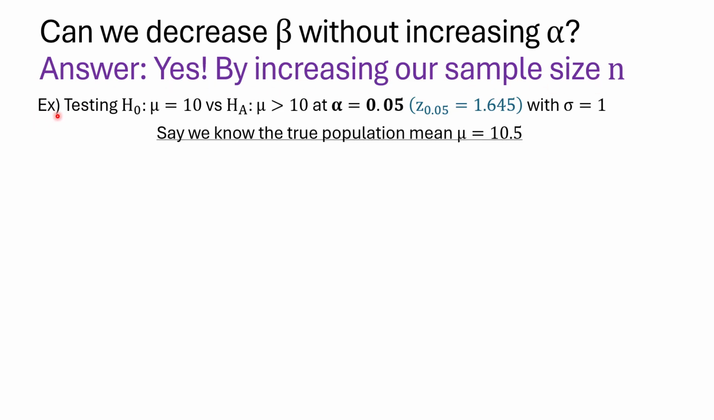So here's an example. Let's test this null hypothesis that the true population mean is 10 versus the alternative hypothesis that the mean is larger than 10 using a significance level that'll stay fixed at 0.05. Remember, z of 0.05 is 1.645 with a standard deviation for individuals in the population of 1. We'll assume there's a normally distributed population, all assumptions needed met. And also, let's say we know, magically, the true population mean mu is in fact 10.5, so we should be rejecting this null hypothesis. It's not equal to 10, it's 10.5.